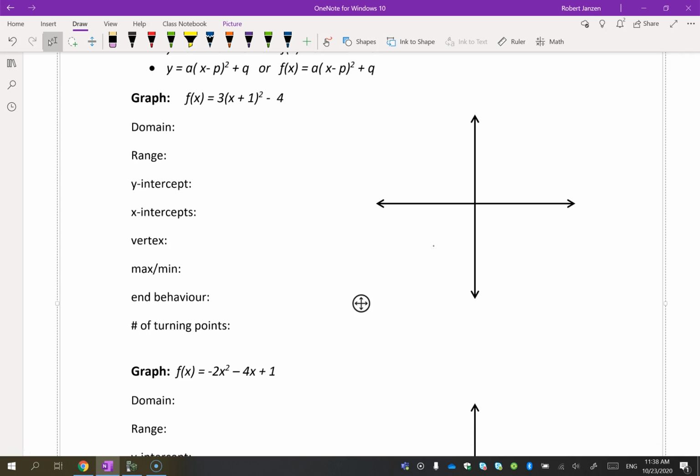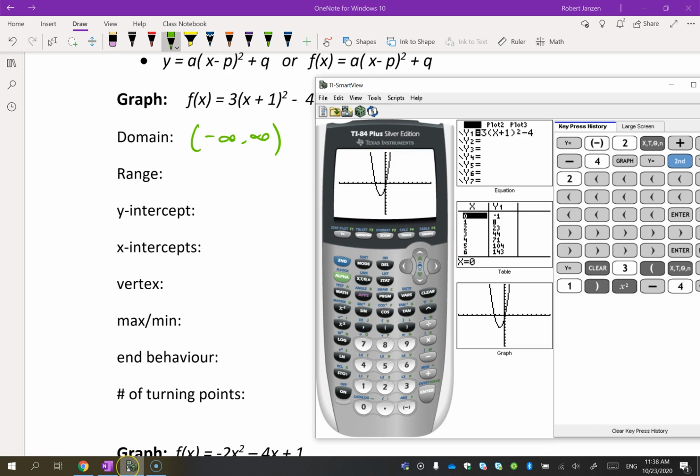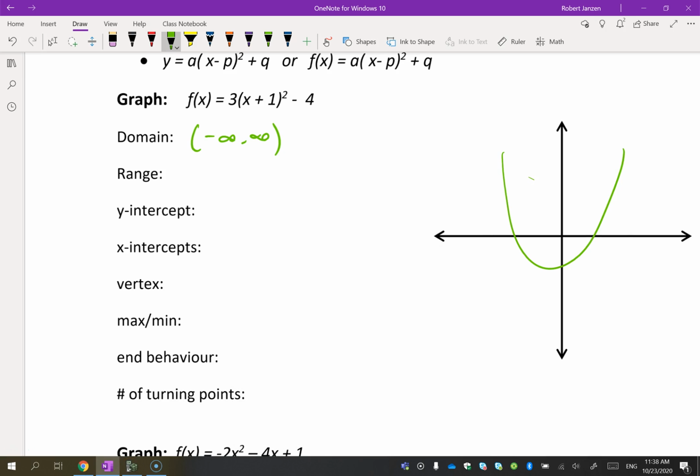Okay, so let's write a few things down here. First of all, our domain is negative infinity to infinity. Okay, if you look at the graph, you can see that it's going forever in both directions. Okay, the range we're going to have to figure out because this parabola has a lowest point. So we're going to have to figure out what that range is. Okay, to graph it, I need to know these three things. I need to know the Y-intercept, the X-intercept, and the vertex.